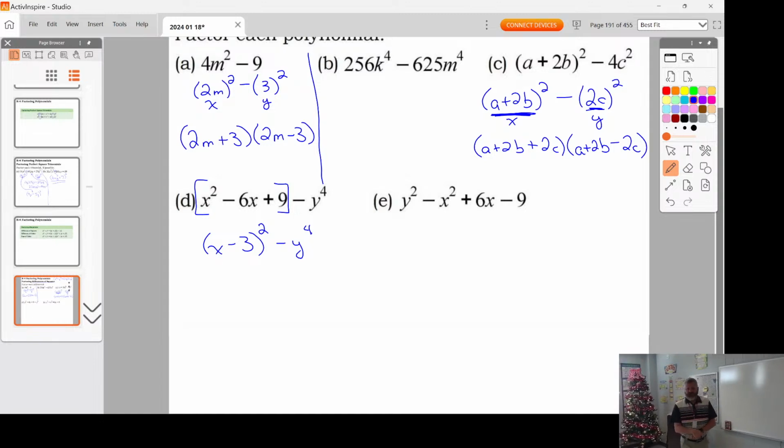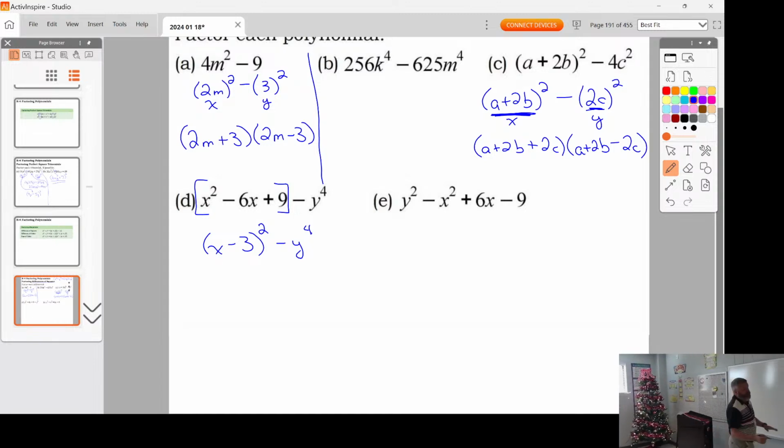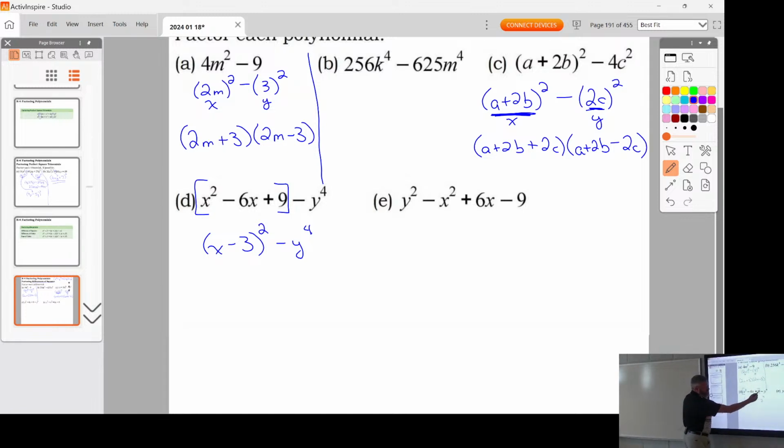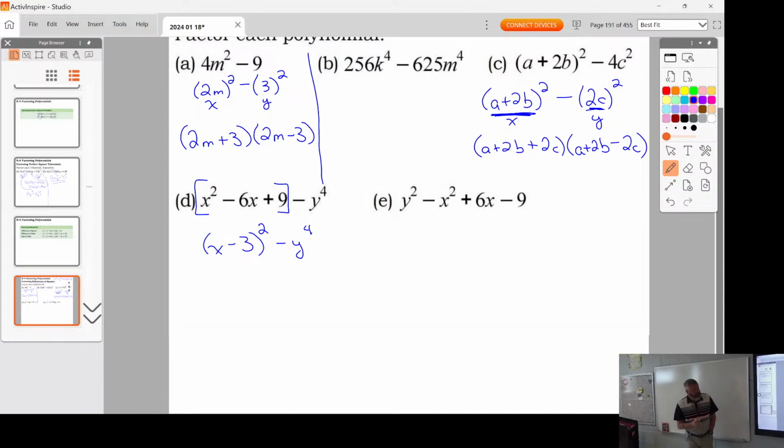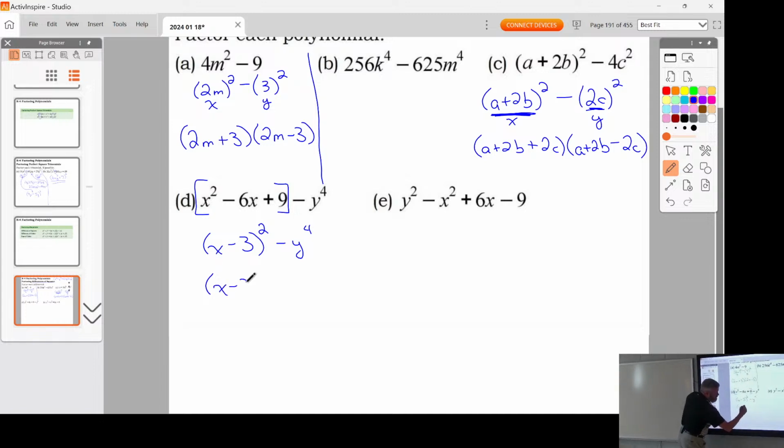Have I done anything crazy? All I did in that first step was replace this trinomial with this binomial squared, because x squared minus 6x plus 9 is a perfect square. Do I now have a difference of squares? Is (x minus 3) squared a perfect square? Yes. Is y to the 4th a perfect square? Yes. What I have here is (x minus 3) squared minus (y squared) squared.